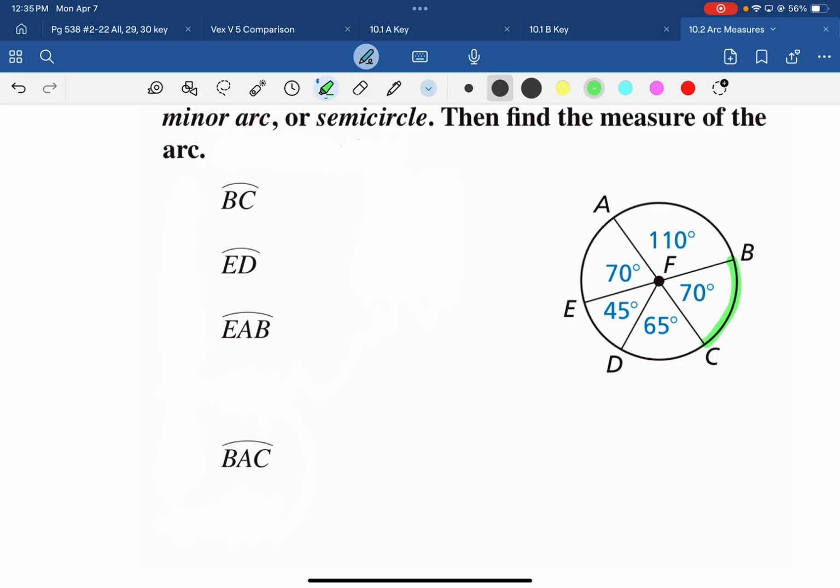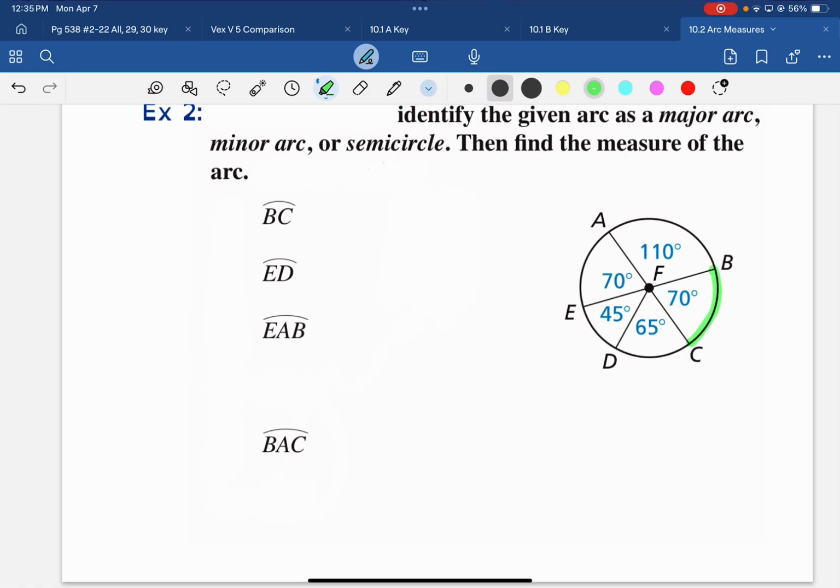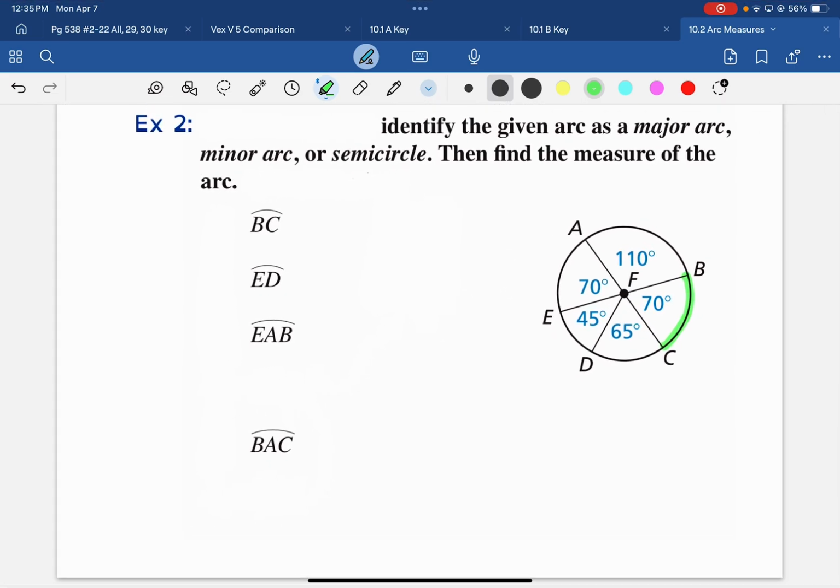And if I went the other way, is it going to be a minor arc? No, because remember, it's only 2 letters, so it's a minor arc. If I went the other way, that's way more than half the circle, right? Okay. So, Martin, how many degrees does this one equal? 70. Kelsey, is it major, minor, or semicircle? Minor.